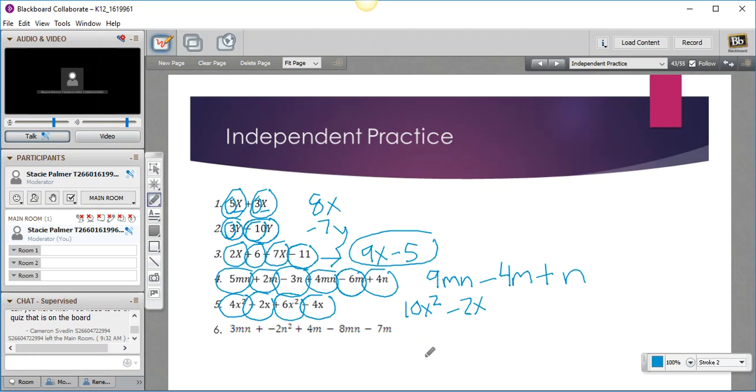And then number 6, 3mn minus 2n squared plus 4m minus 8mn minus 7m. We can combine 3mn with a negative 8mn, and that would be negative 5mn. If you need to use your calculator here when you're combining, feel free to do that, okay? Negative 2n squared, there are no other like terms with that. And then 4m and a negative 7m is a negative 3m.